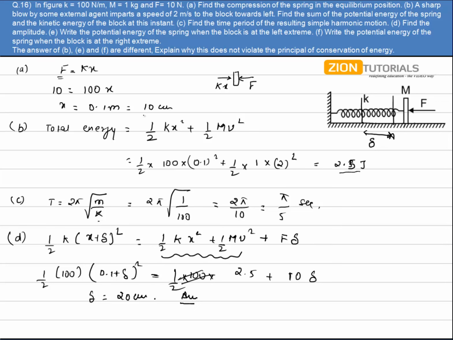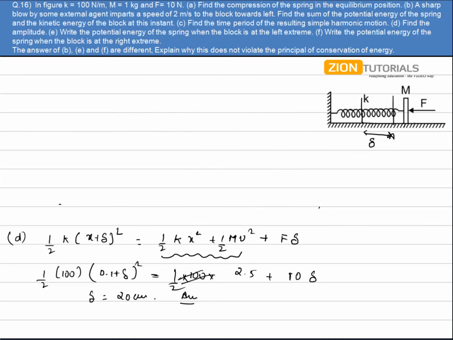Okay. Now in E part, I have to calculate the potential energy of the spring when the block is at left extreme position. So at left extreme position, there will be only spring energy, that can be written as half of K, x plus delta whole square. So just substitute the value now. Half of K is 100, into the value of x is 0.1 and the value of delta is 0.2, whole square. So the value of E comes out to be 4.5 joules.